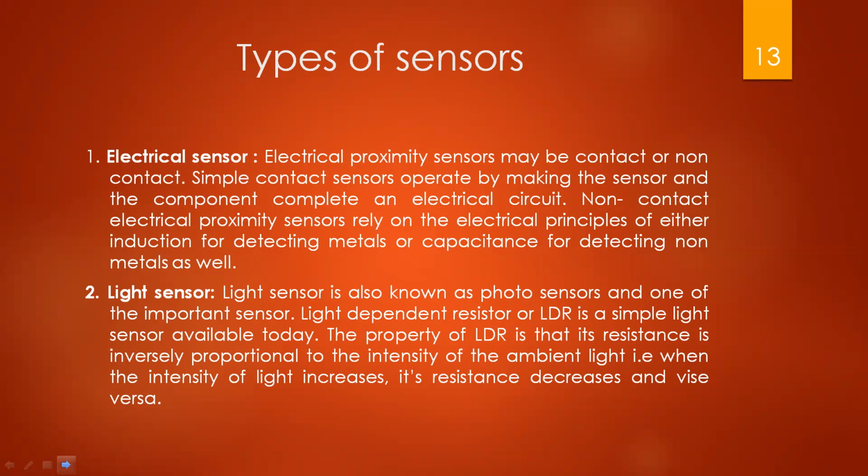Light sensor is also known as photo sensor and one of the important sensor. Light dependent resistors or LDR is a simple light sensor available today. The property of LDR is that its resistance is inversely proportional to the intensity of the ambient light. When the intensity of light increases, its resistance decreases and vice versa.